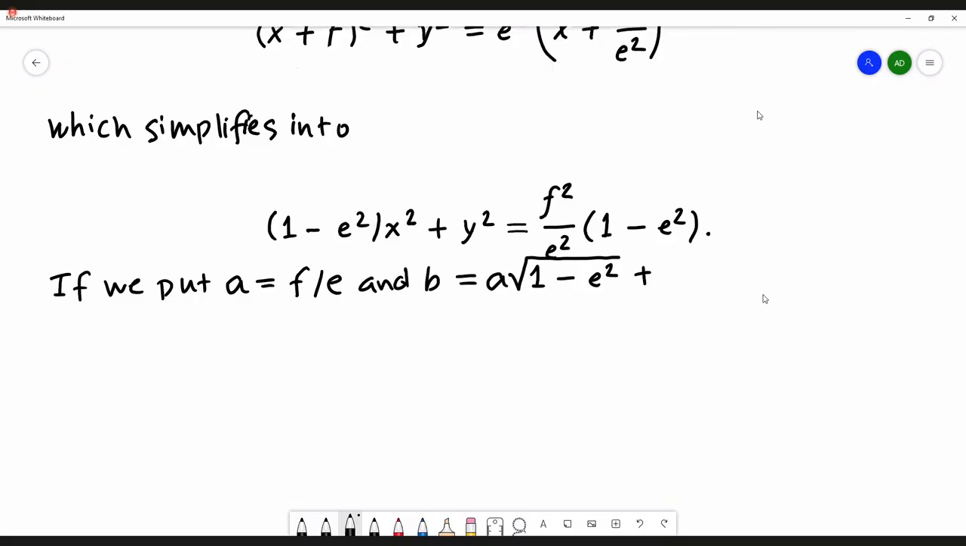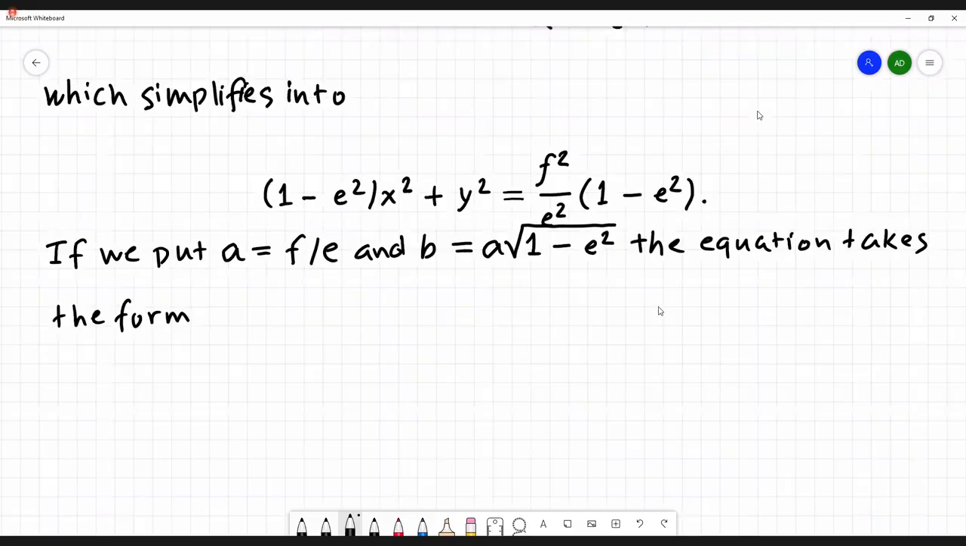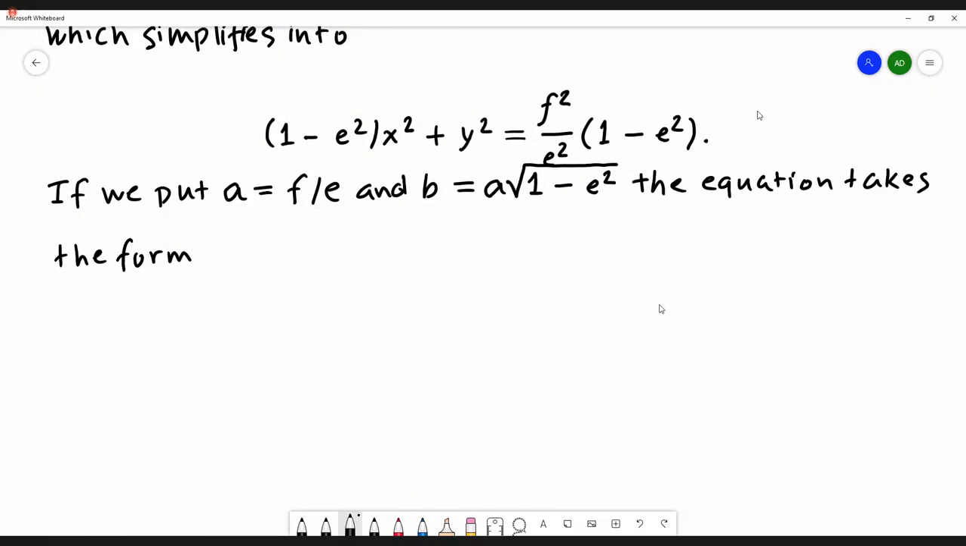The equation takes the form of the canonical equation of the ellipse. What did we call A? A is equal to f over e.